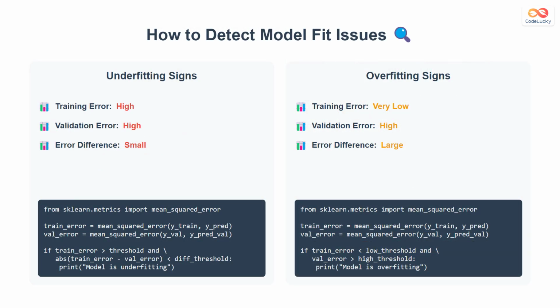Let's see how to detect model fit issues. First, let's consider underfitting signs. In underfitting, the training error will be high. The validation error will also be high, and the error difference will be small.